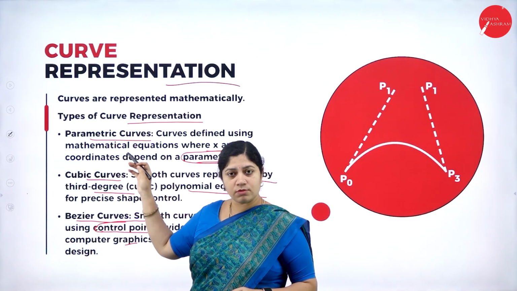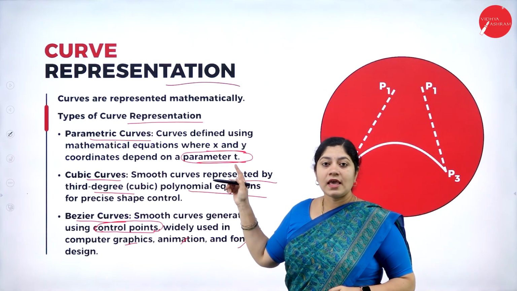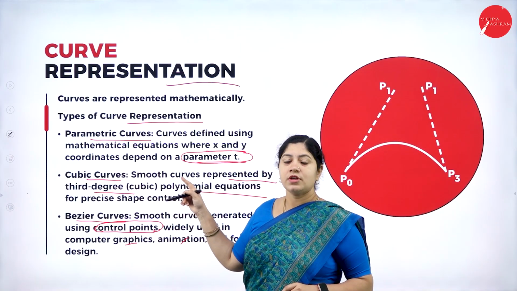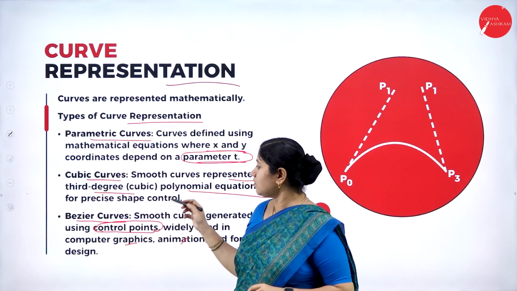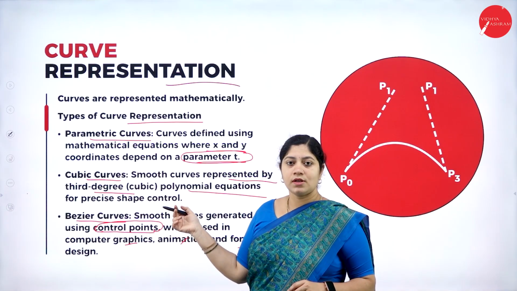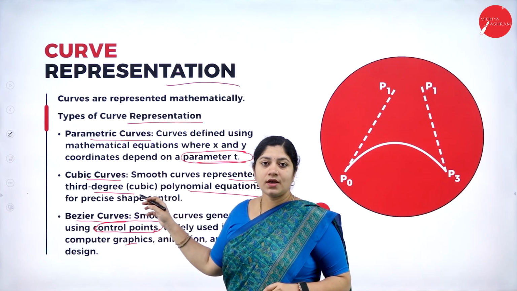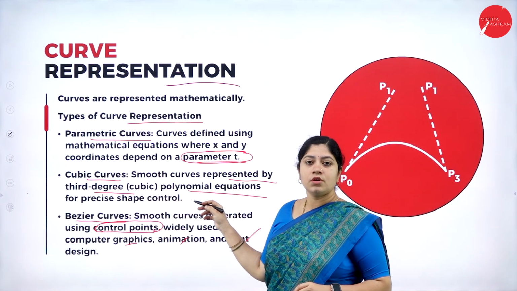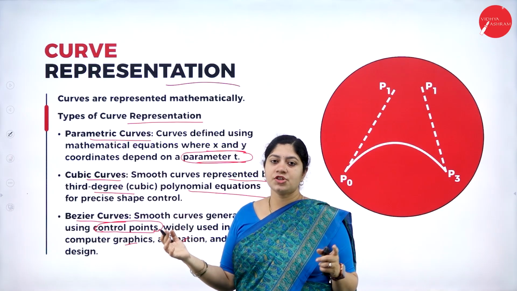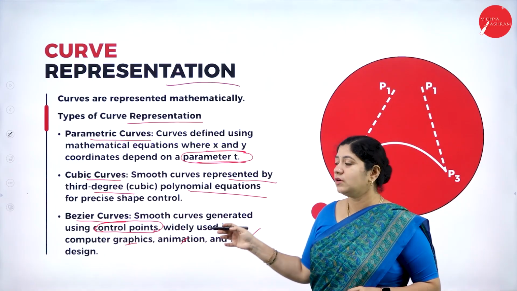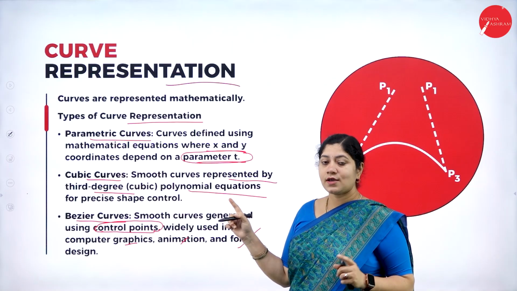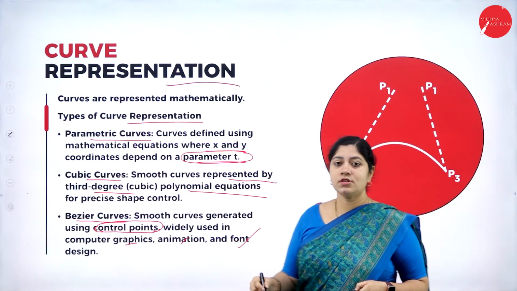So what are those? The first one is the parametric curve, where the x and y coordinates are dependent on the parameter t. Next one is our cubic curve. Even here it goes with a smooth curve, where we will be utilizing mathematical factors in order to make third degree or cubic polynomial equations to control the shape. The next one is the Bezier curve. Even here this forms a smooth curve, but by utilizing control points. So these are the three various curves.